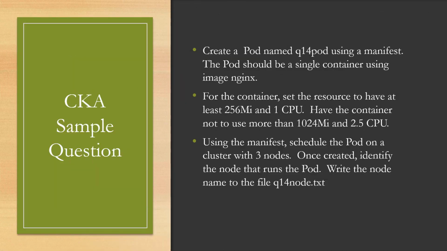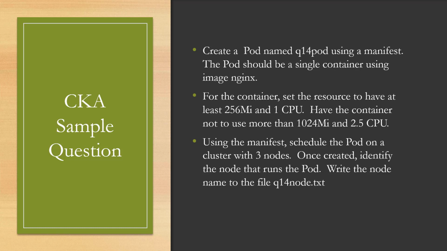The question. Create a pod named Q14 pod using a manifest. The pod should be a single container using image nginx. For the container, set the resource to have at least 256 megs and 1 CPU. Have the container not use more than 1024 and 2.5 CPU. Next, using the manifest, schedule the pod on a cluster with 3 nodes.